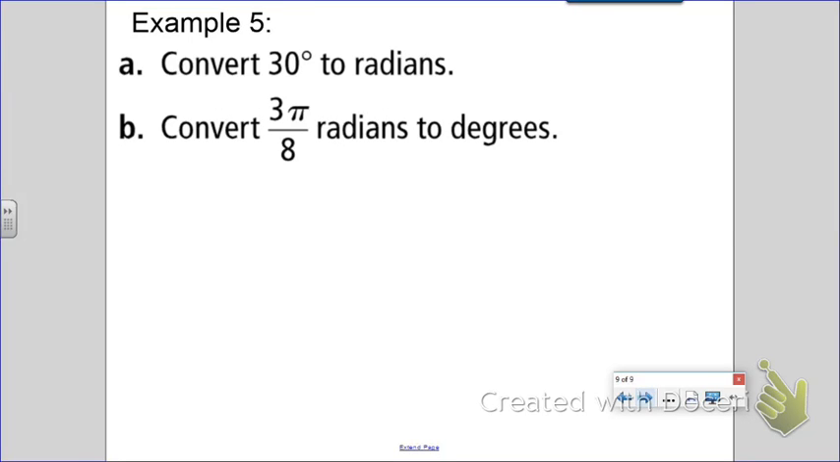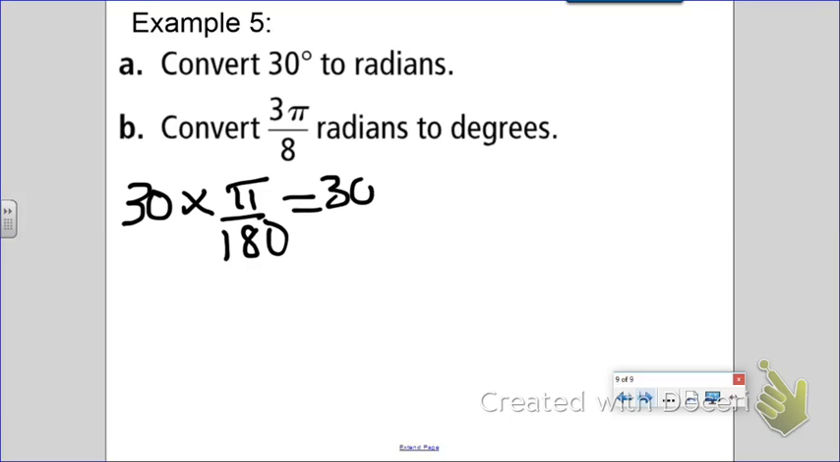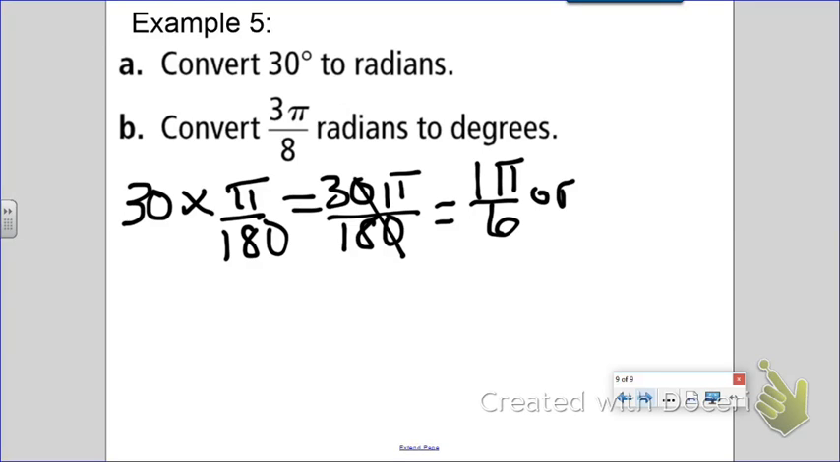In our last example, we're going to convert. So to get radians from degrees, multiply by pi over 180, simplify your fraction, leave pi in the answer. 3 over 18 is 1/6, so 1 pi over 6, or just pi over 6 for 30 degrees.